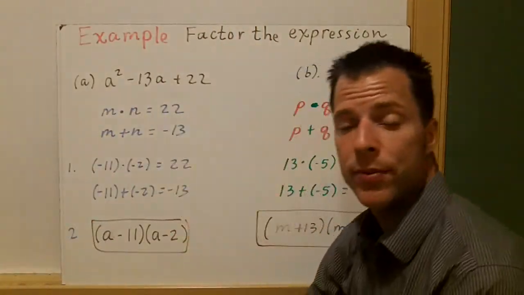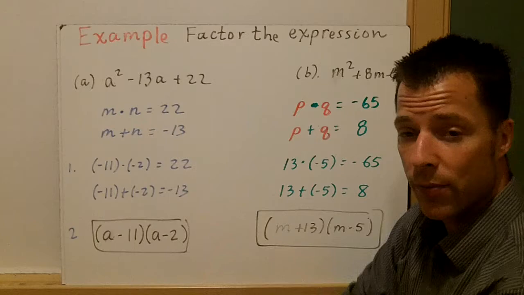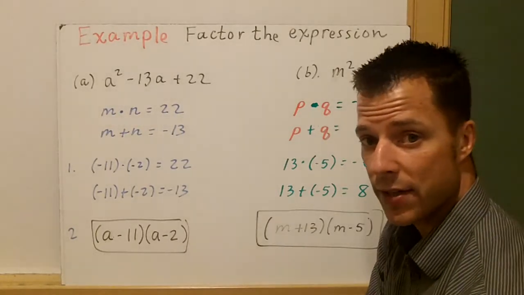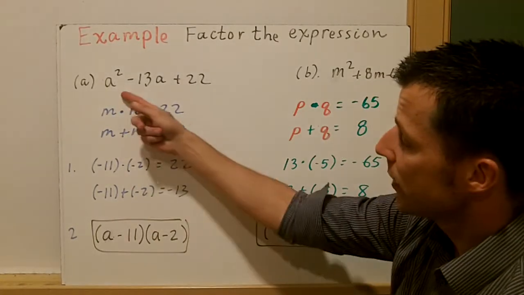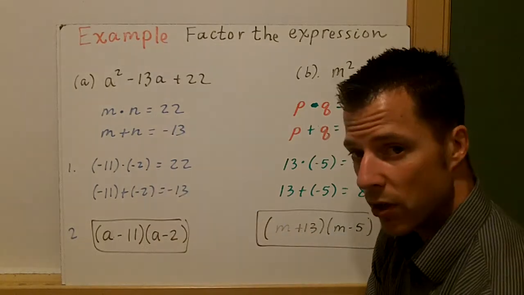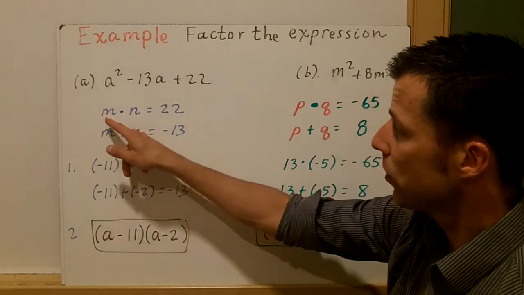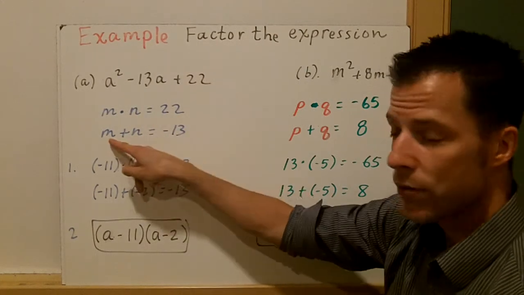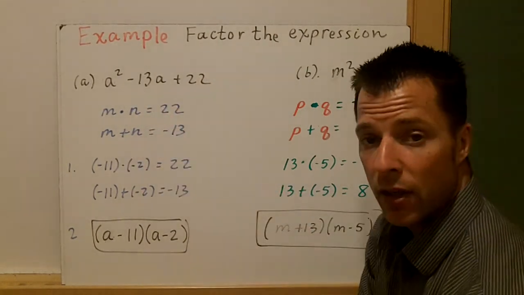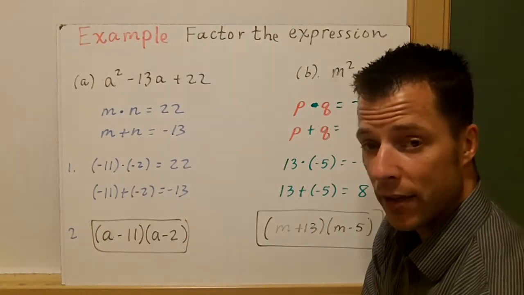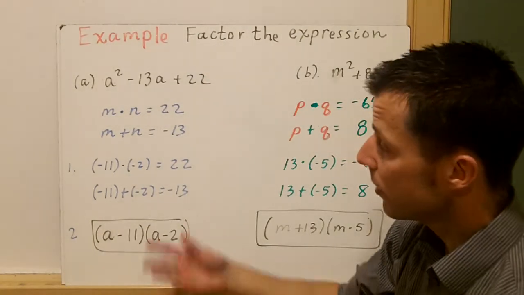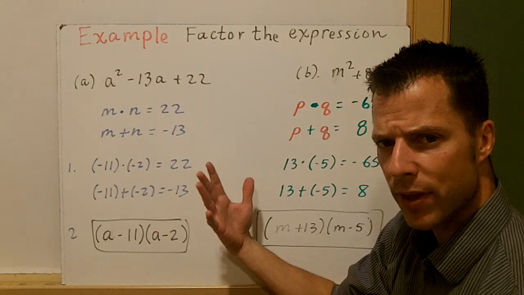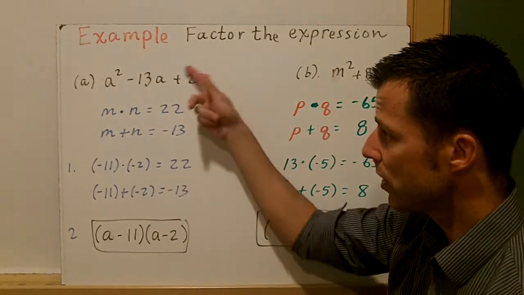In these two examples, I've kind of switched the variables, letting you know that you don't always have to use x. Okay? So in the first one, again, we're factoring this expression, no common terms. So we're looking for two integers whose product is 22 and whose sum is negative 13. Well, 22, only 11 times 2. Okay? 11 plus 2 gives me 13, and 11 times 2 gives me 22.